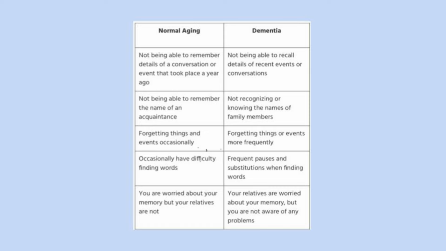Normal aging would be forgetting things and events occasionally. Dementia would be forgetting things or events more frequently. In normal aging, maybe somebody occasionally has difficulty finding words. With dementia, there are frequent pauses and substitutions when finding words. Now, this next one I would say would be the most important defining factor. In normal aging, you are worried about your memory, but your relatives are not. In dementia, your relatives are worried about your memory, but you are not aware of any potential problems.